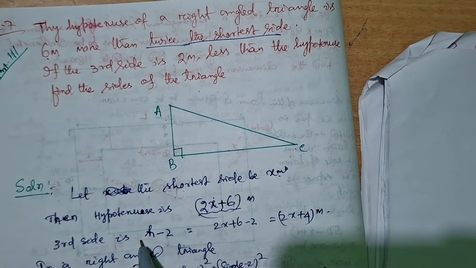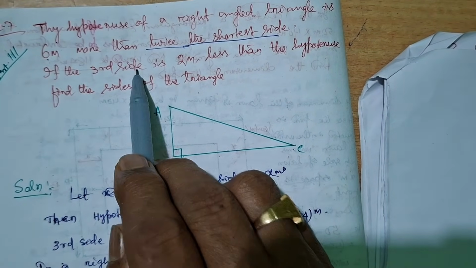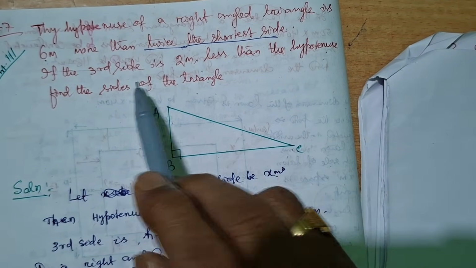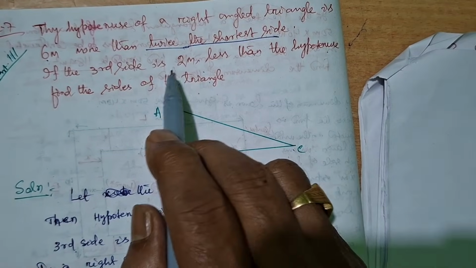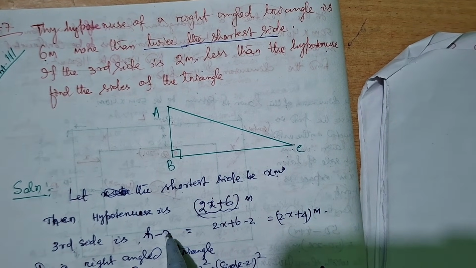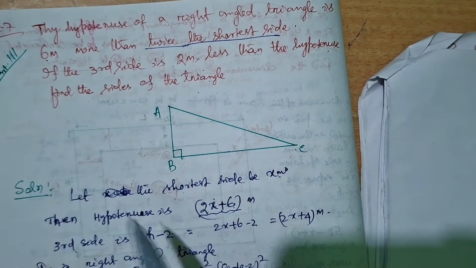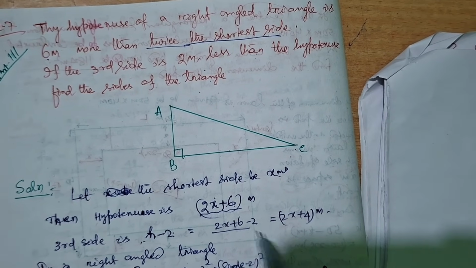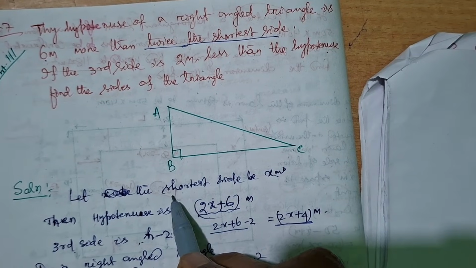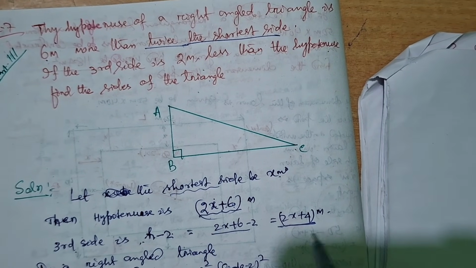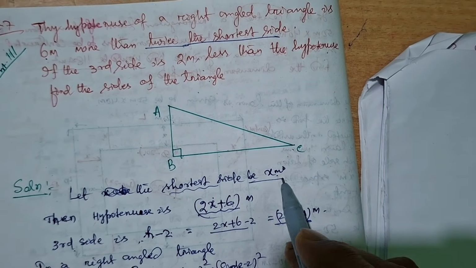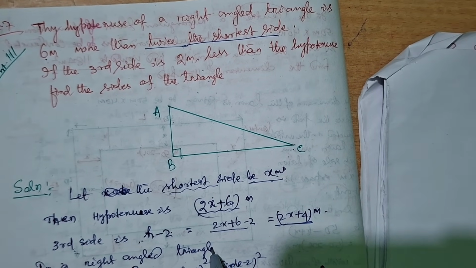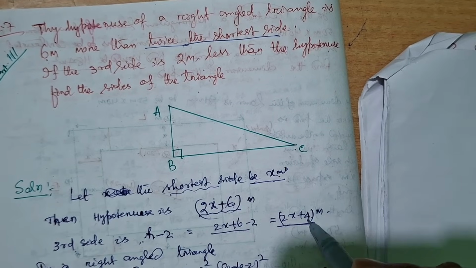If the third side is 2 meters less than the hypotenuse, find the sides of the triangle. Then the third side is 2 meters less. Less means deduct. The hypotenuse is actually what? 2x plus 6. So except the hypotenuse, what are the other sides? One was taken to be x, then the third side is 2x plus 4. So in a right angle triangle, only these two things you get.